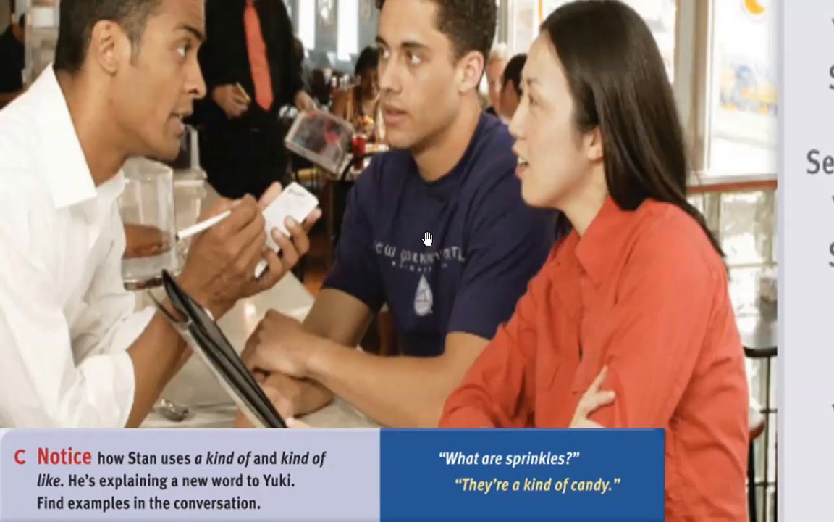Yes? For example, this one. What are sprinkles? They are a kind of candy. So he's explaining the word sprinkles, right? Because it's new for her. So he tries to explain they are kind of candy. He says "they" there because sprinkles is plural, right?